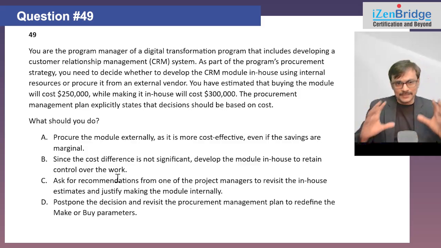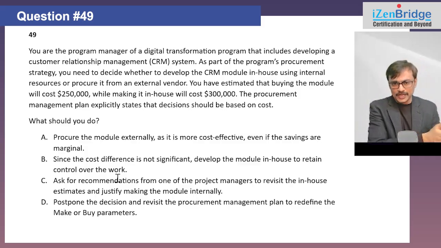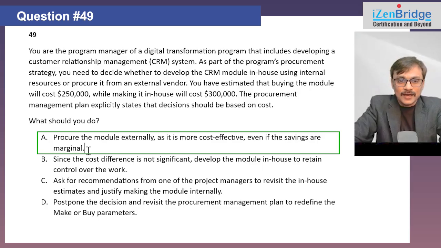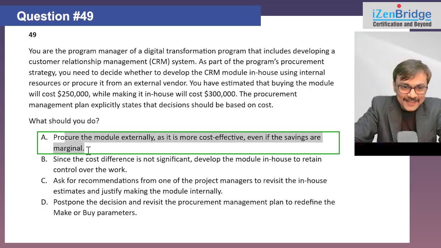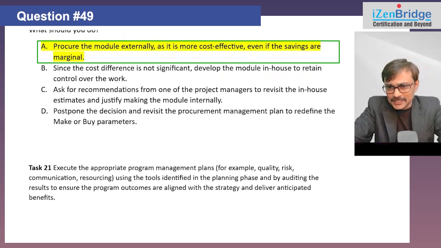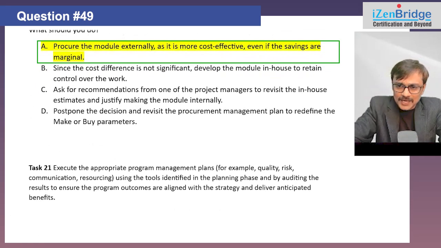I definitely follow my procurement management plan, and the procurement management plan is clearly saying to base the decision on cost, so I go for it. That way I go for option A. That's the answer for question number 49. So I need to execute my program as per my program management plans. Whatever plans we have made, we need to follow them.